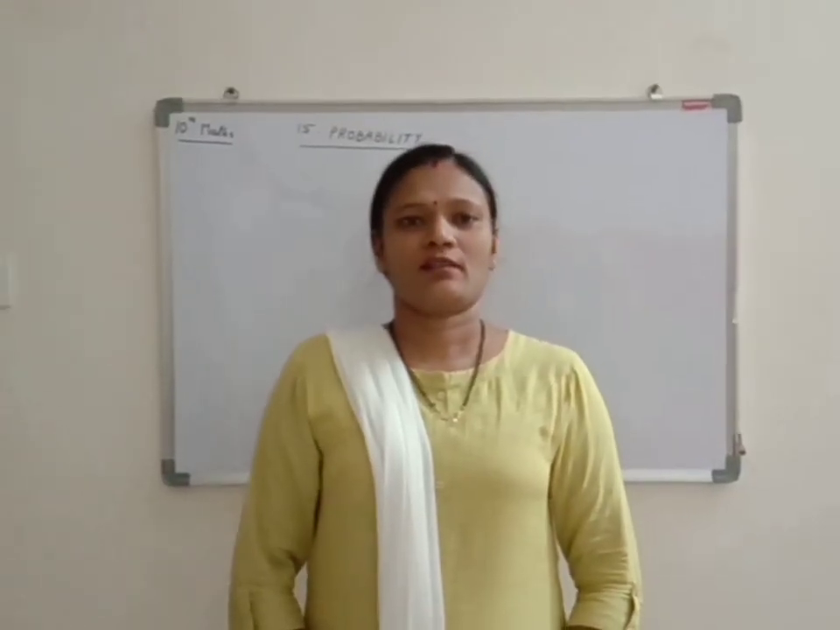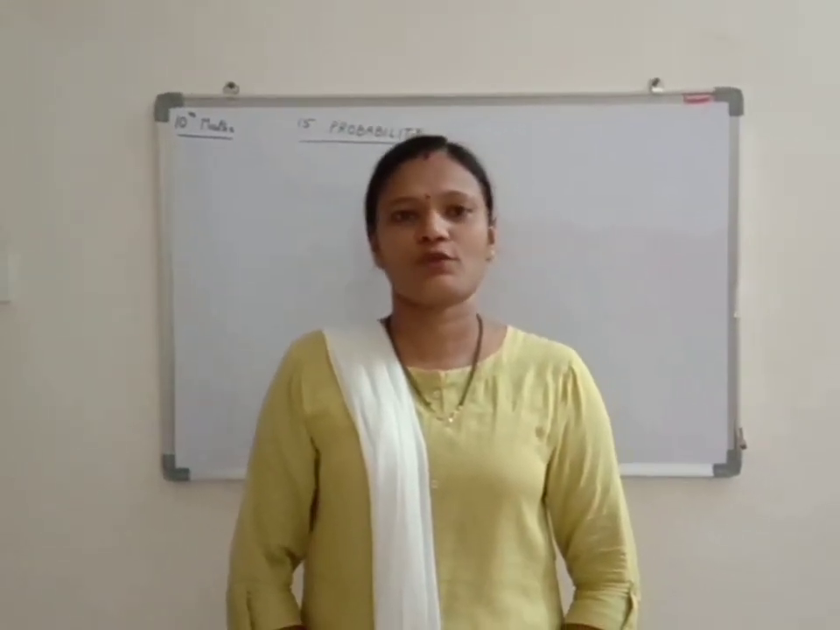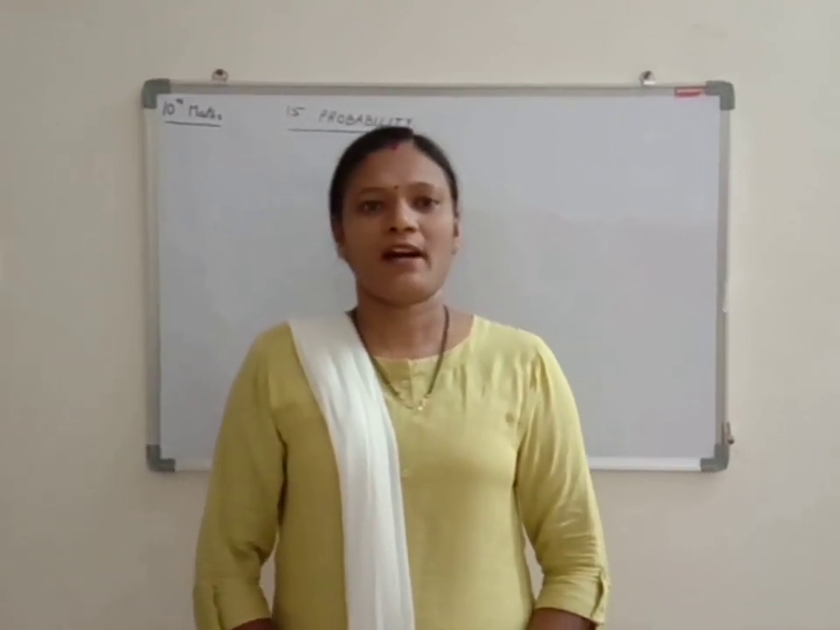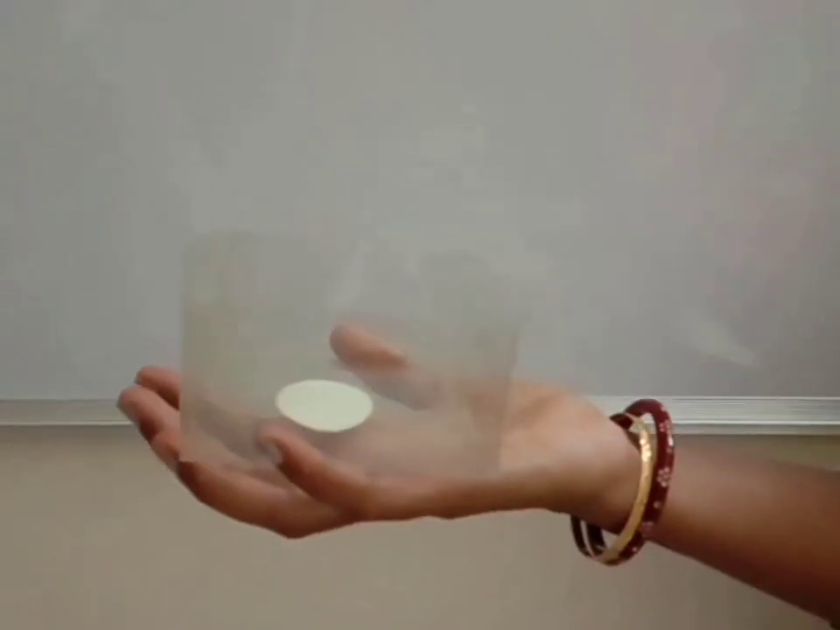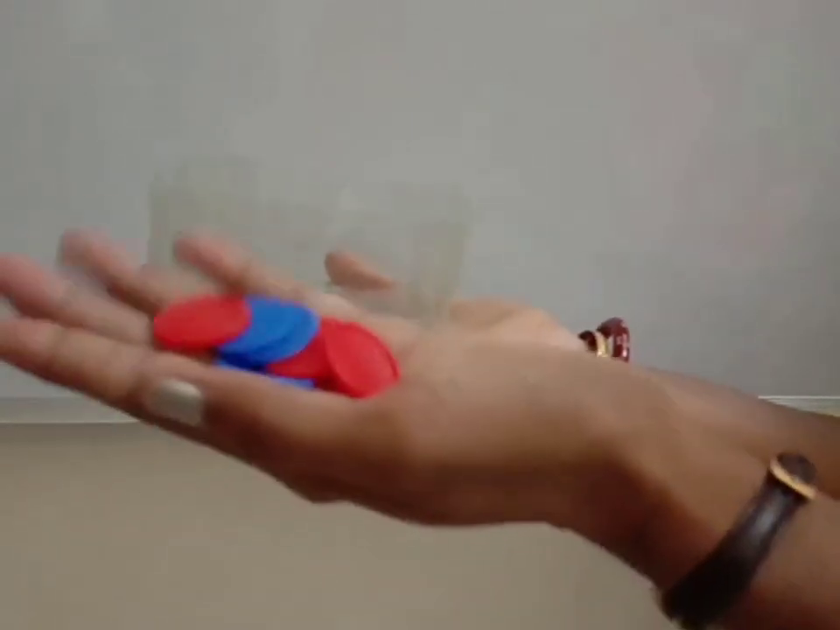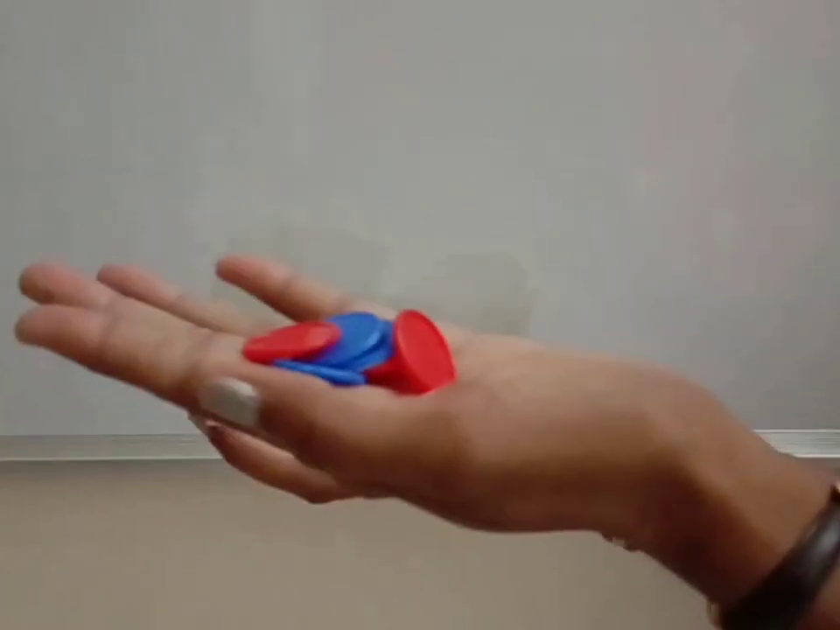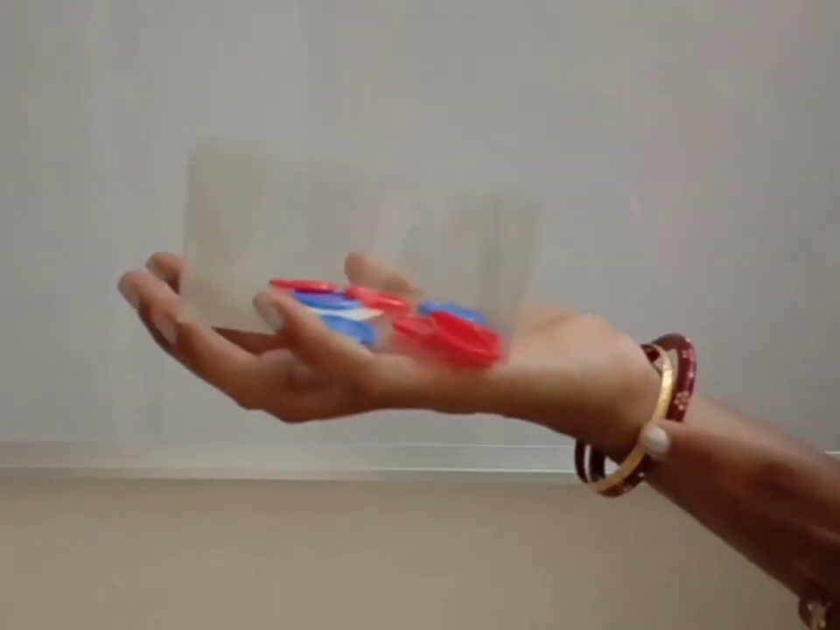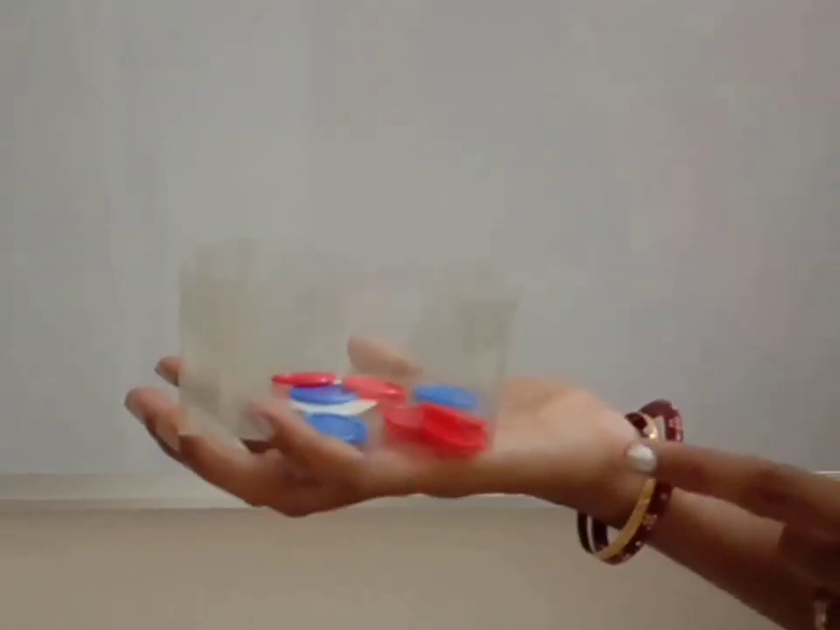Good morning, students. Today we are going to start the new chapter, that is probability. Let us understand this chapter by doing one activity. In this box I am taking 5 red coins and 3 blue coins. Total number of coins are 5 plus 3, 8.